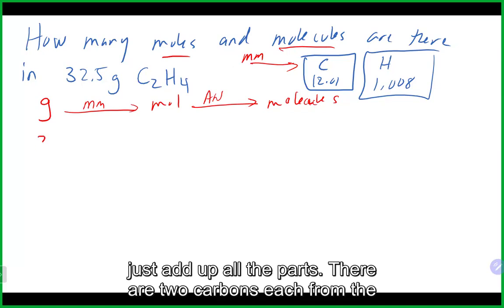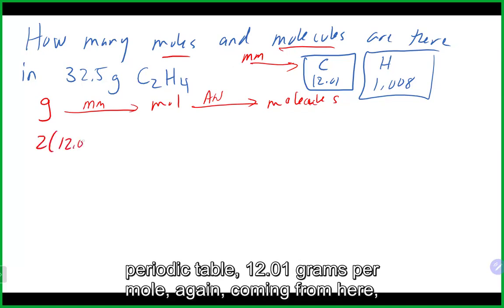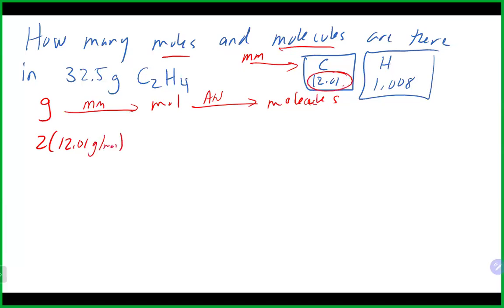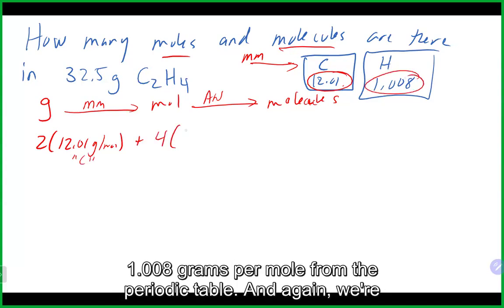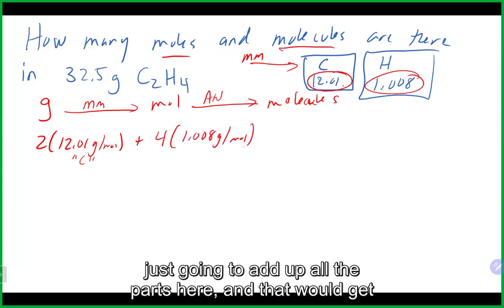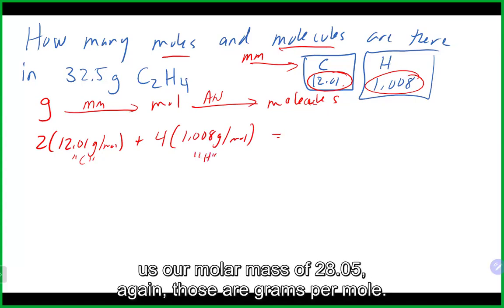There are 2 carbons, each from the periodic table, 12.01 grams per mole. Again, coming from here, and that's for our carbons. There are 4 hydrogens, each at 1.008 grams per mole from the periodic table. And again, we're just going to add up all the parts here, and that would get us our molar mass of 28.05. Again, those are grams per mole.